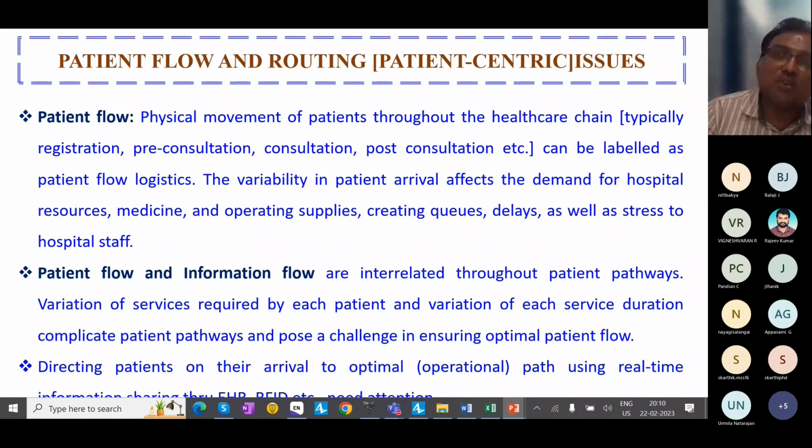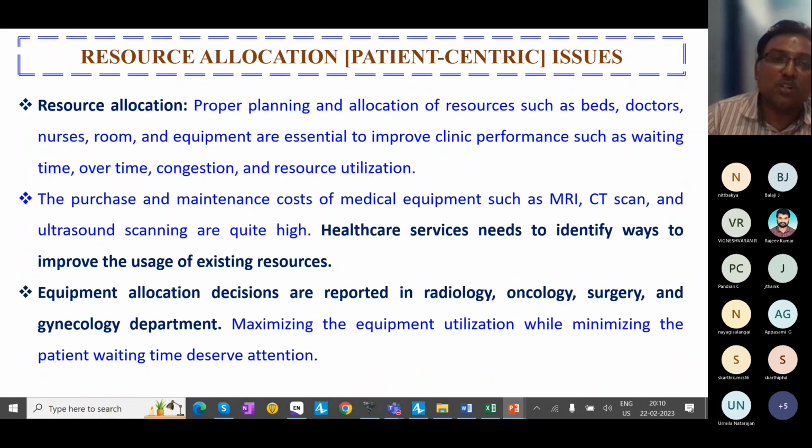Upon the arrival of a patient to a hospital, you have to design an algorithm or whatever should report what is the optimal path for him, right? Depending on his history, right? So directing the patients on their arrival to the optimal path using real-time information through RFID or electronic health record is an important research issue.